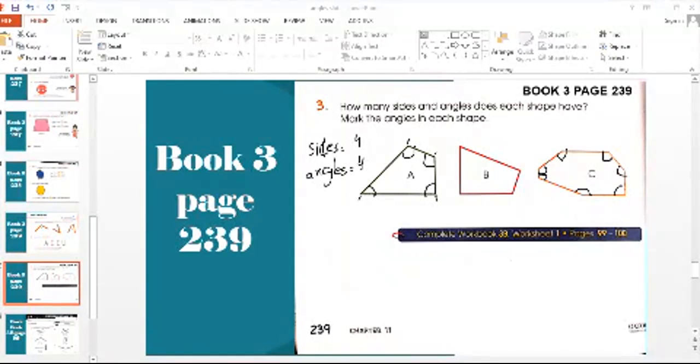Wait, Zarar, I'm going to pick up your question. Just wait. So count the angles and sides. 1, 2, 3, 4, 5, 6, 7. So this picture has 7 sides. So I'm just mentioning with a small 7 sides or angles.